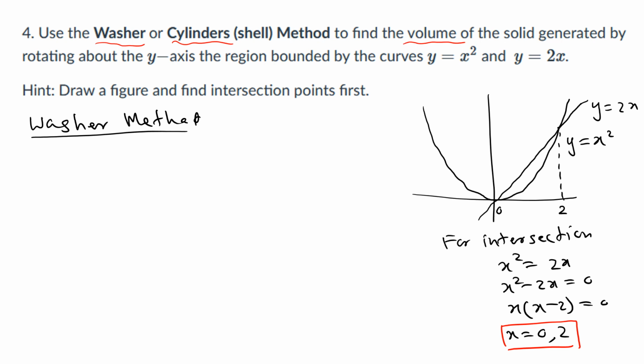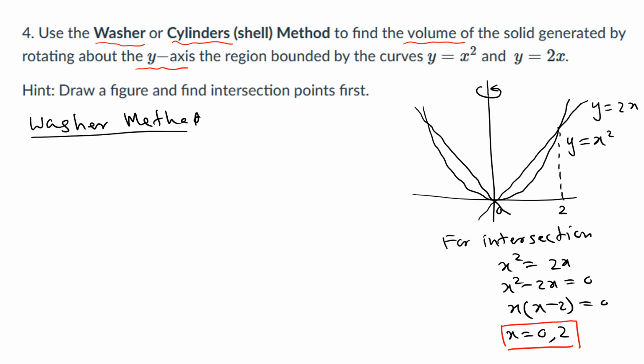Now the question is to find the volume of the solid generated by rotating about the y-axis. It's very important: what axis? It's rotated about the y-axis. So once you rotate about the y-axis, what's going to happen? It's going to jump to the other side. The region is going to go to the other side. That's the point. So it's going to look like this.